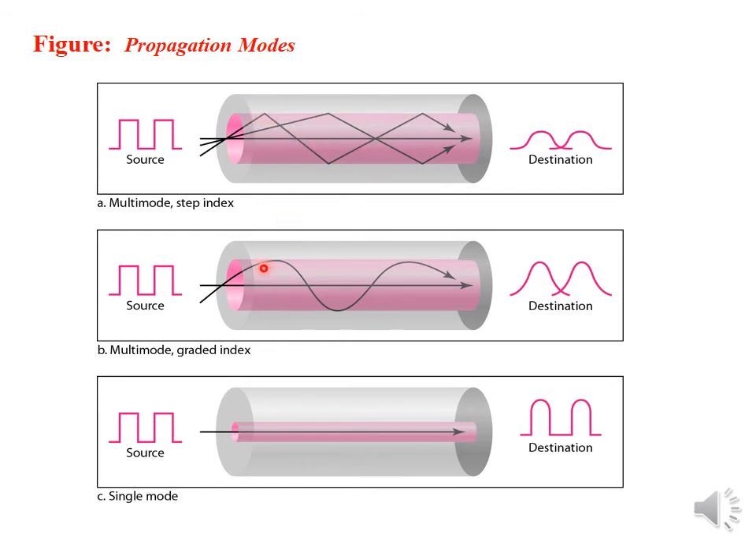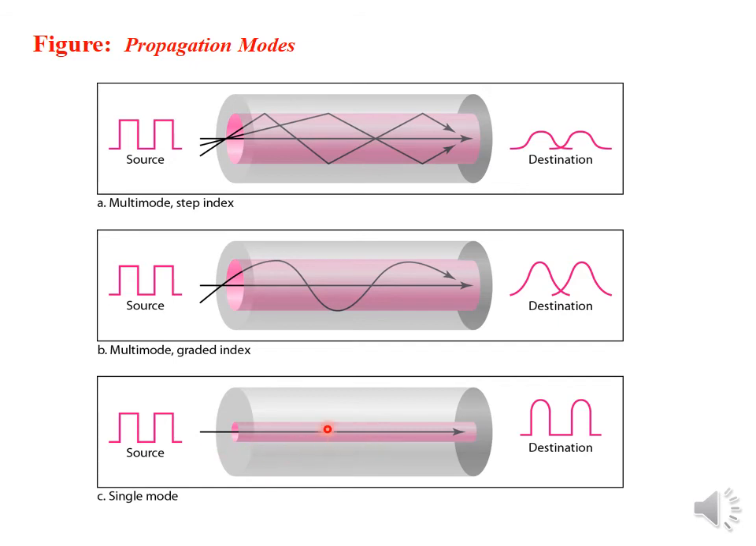Whereas in multi-mode graded index, the variation in densities of the core and cladding is not very abrupt. That is, there is a gradual decrease of density from the center towards the edges. That is why sudden changes don't occur to the signal, and they can travel in a better way. That is why, compared to multi-mode step index, the signals that are received at the destination of multi-mode graded index are better in structure.